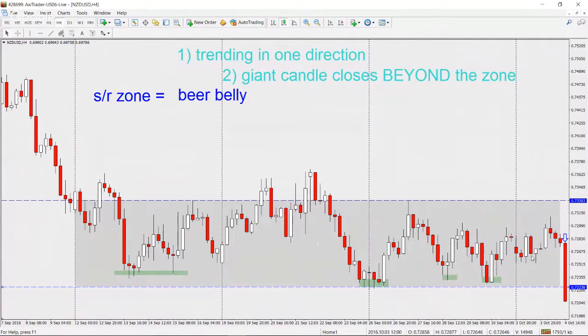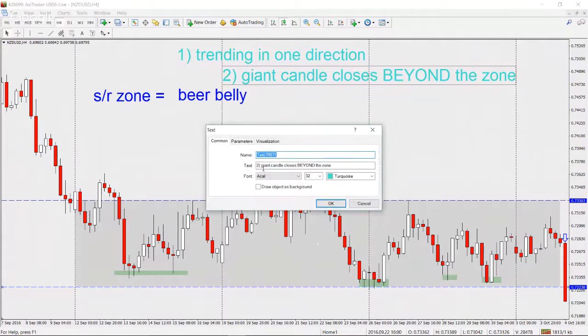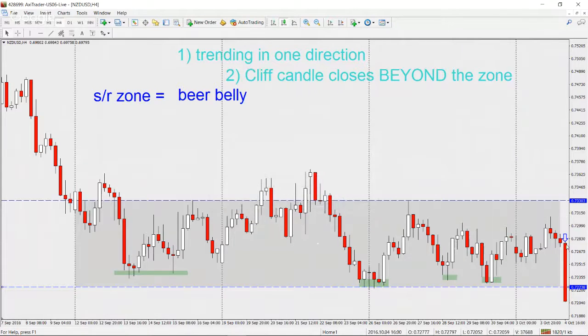And this is something that I want to be really, really clear on, guys. The way that you know that this is valid, and this candle, by the way, is actually called the cliff candle. So the cliff candle is a giant candle, and we'll just put that in there. Cliff candle closes beyond the zone. Okay, so see how the market closed here, it closed there. I'm looking for the lowest close here, and it closed there at 72.47.